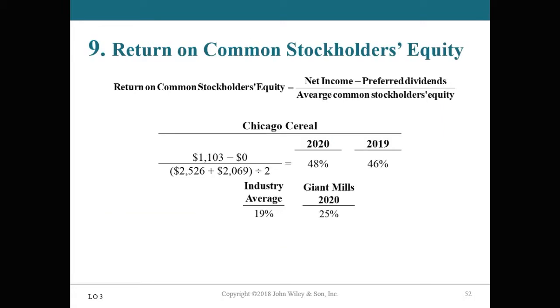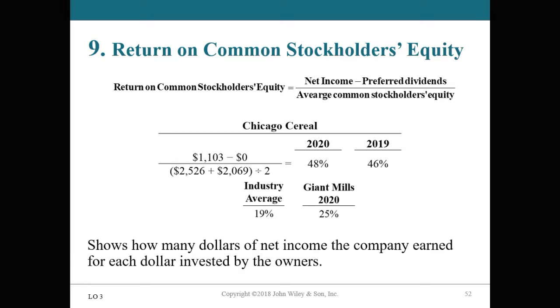So starting with our return on common stockholders' equity. Here we see how many dollars of net income the company earns for each dollar that was invested by the owners. Companies compute it by dividing net income less preferred dividends by the average common stockholders' equity. This is going to show how many dollars of net income the company earned for each dollar that was invested by the owners.